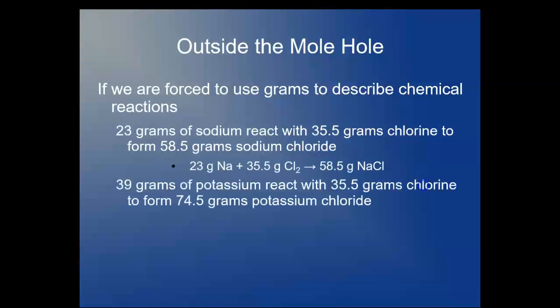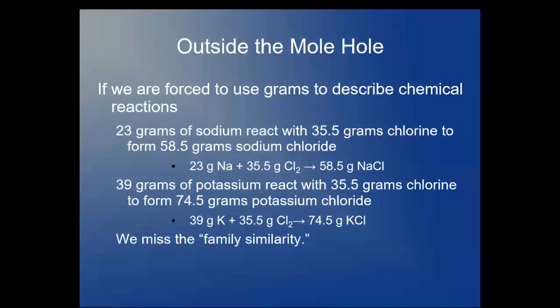That's what we have. And if we study the potassium-chlorine reaction, we see 39 grams of potassium reacting with 35.5 grams of chlorine, forming 74.5 grams of potassium chloride. Do you see any relationship between these 2 sets of numbers other than they both use 35.5 grams of chlorine? Really not. We miss the family similarity, realizing that on the periodic table, sodium and potassium are right on top of each other in the same chemical family.